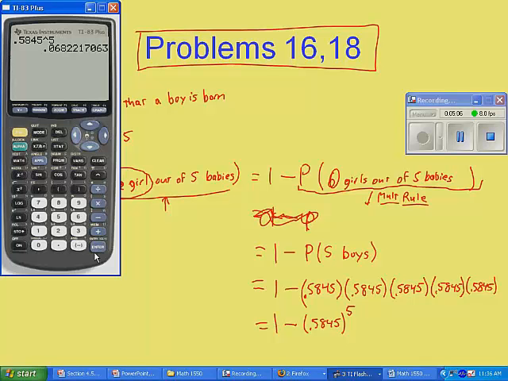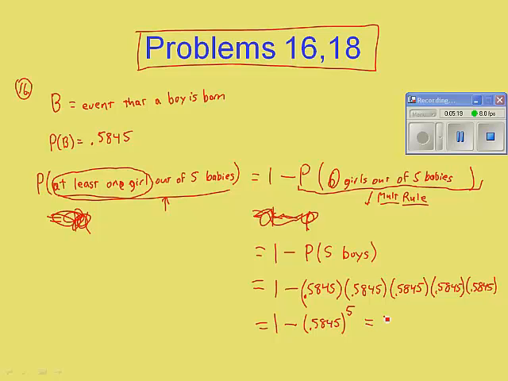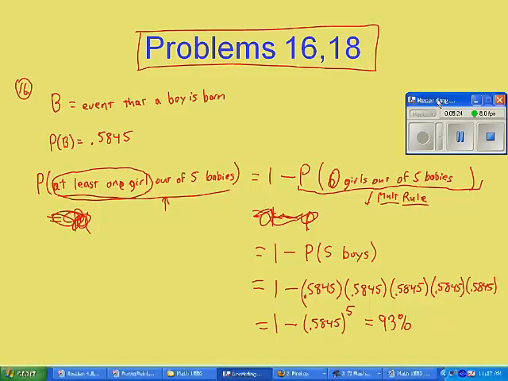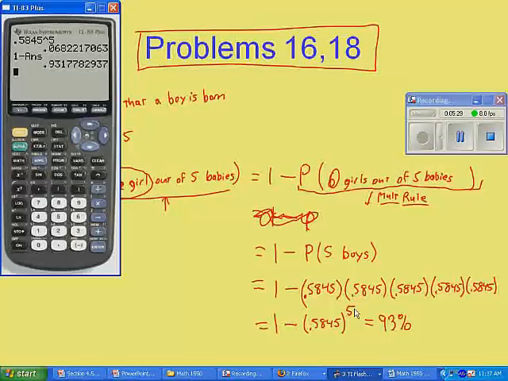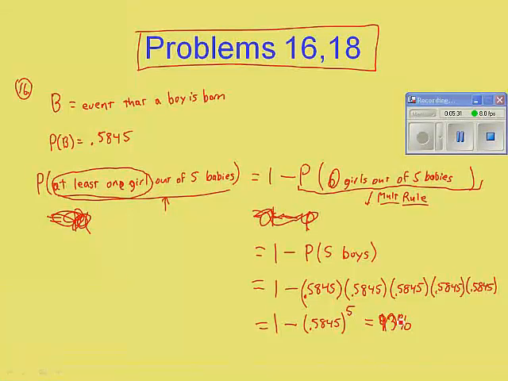Oh, look at that. So now if I do 1 minus my answer, I got 93%. Okay. So what does that mean? 93.1 or 0.9317. I should do it like you guys are supposed to. 0.9318, let's say. So the probability of getting at least one girl out of 5 babies is a 93% chance.